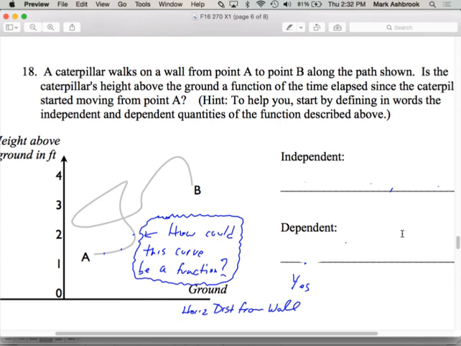Come up with anything? All right, what if the independent variable, we go back to time? Time since the caterpillar started moving. So how can that curve be a function of time since the caterpillar started moving? This curve. Got one more minute, go.